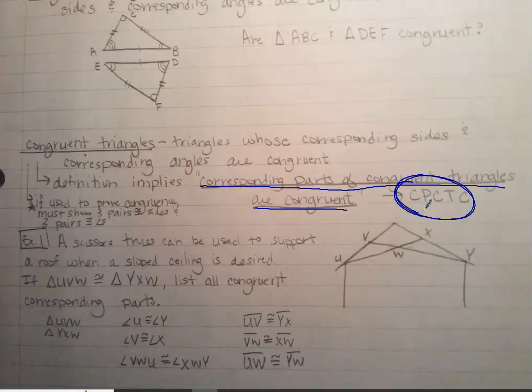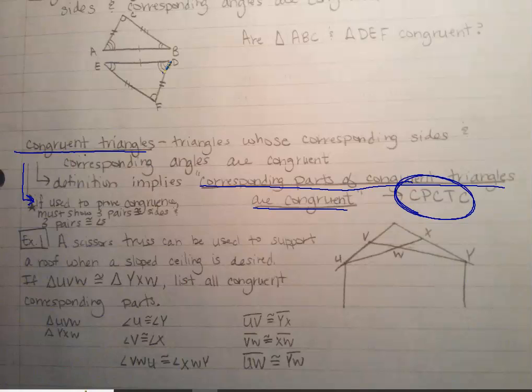If they are used to prove congruence, you must show 3 pairs of congruent sides and 3 pairs of congruent angles in order to prove congruence. Just like we did up here, right? We looked back and said, did they match? And we checked the angles. We have to check that all 3 pairs of sides are congruent and all 3 pairs of angles are congruent. So let's look at example 1 here.